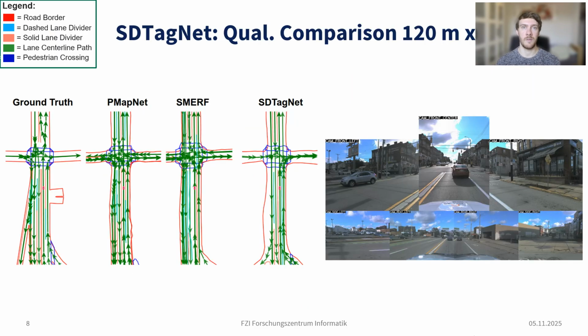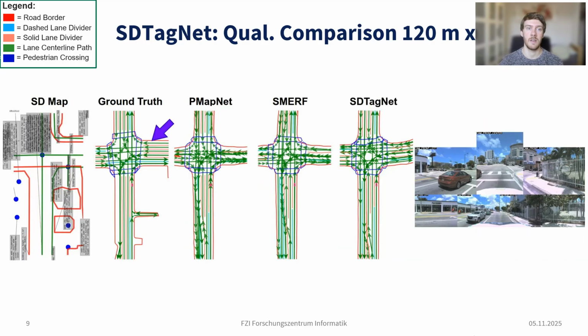For a qualitative comparison, I have here an example where we have a one-way road in the ground truth. SDTagNet is able to correctly detect this one-way road based on the textual annotation in the SD map, while the other approaches simply hallucinate a standard two-way crossing topology here instead.